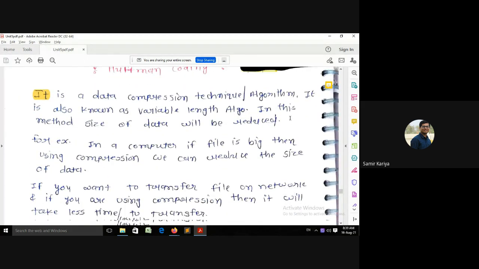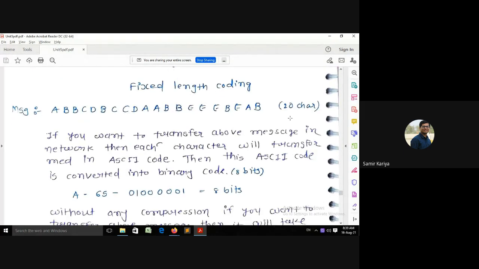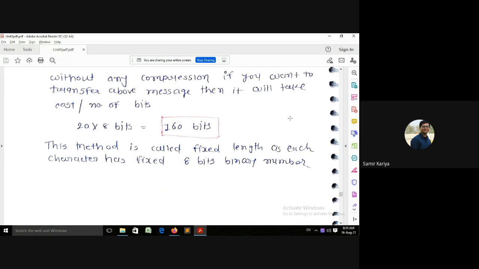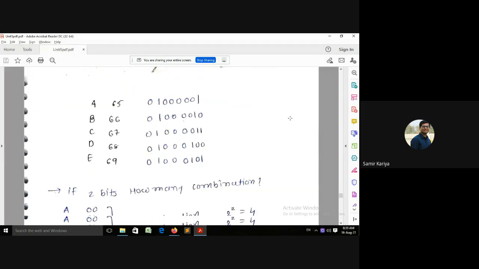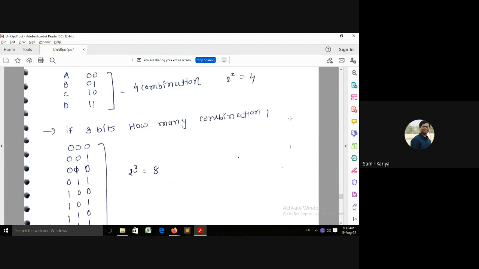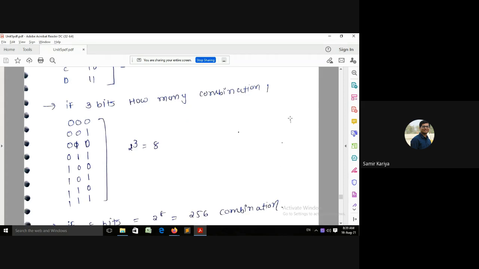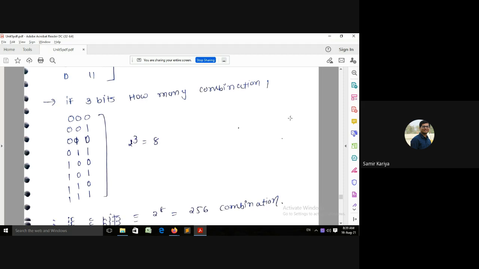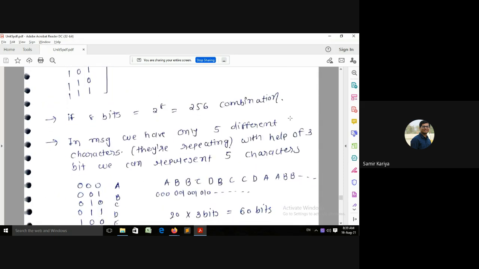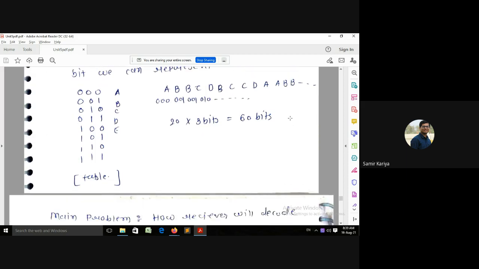So Huffman coding, normally there are two methods. First one is fixed length coding, and second is variable length. Fixed length coding, you simply make the combinations of bits as per the given characters, and then we send the bits. For example, let me write one example here, and give me the answer for both methods, fixed length as well as variable length.